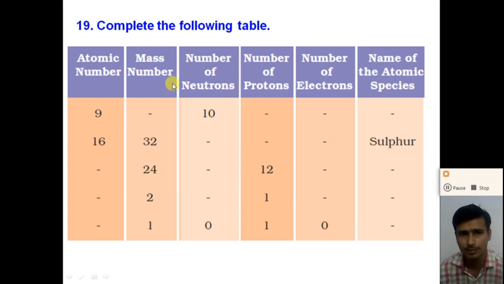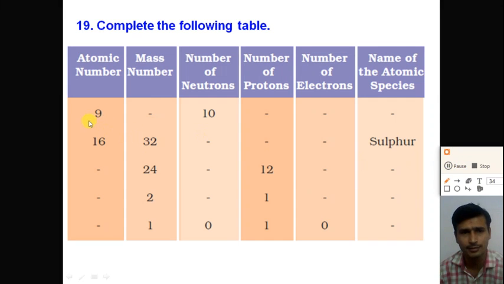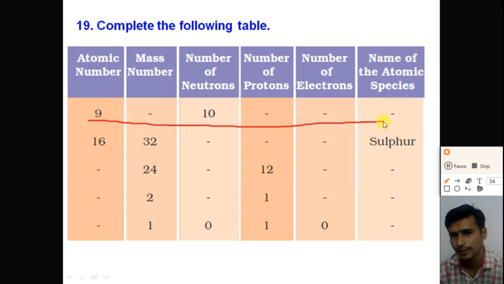The atomic number, mass number, number of neutrons, number of protons, number of electrons is given, and the name of the atomic species. Some of the points are given in the table. So let us start with the first line. In the first line, the atomic number is given as 9. Atomic number gives the number of protons. So the number of protons in the element is 9, right? So we place here 9.